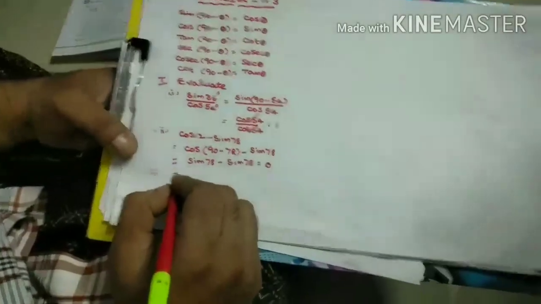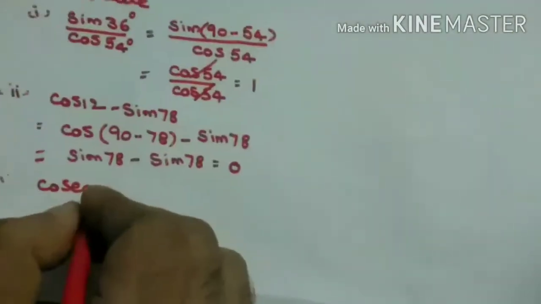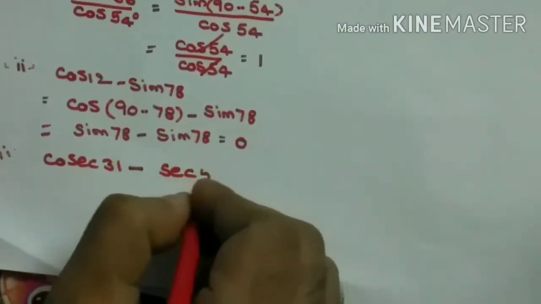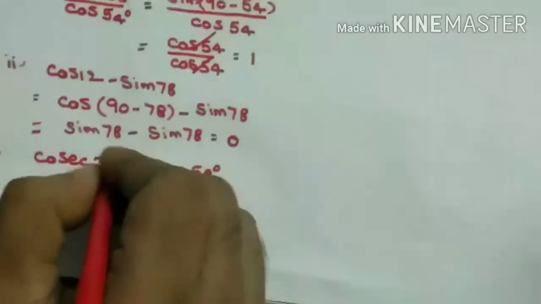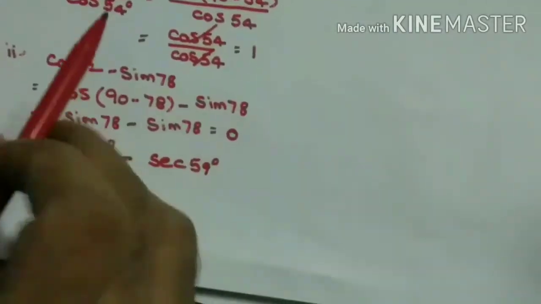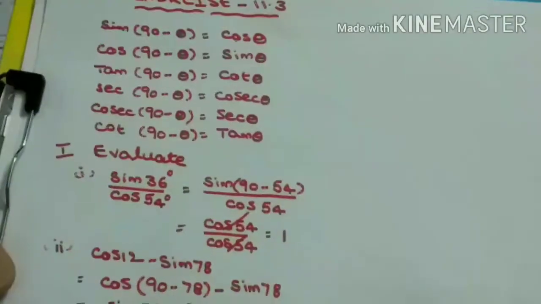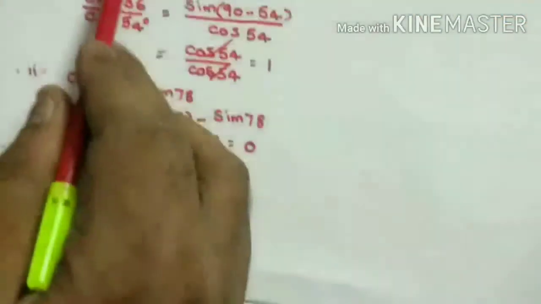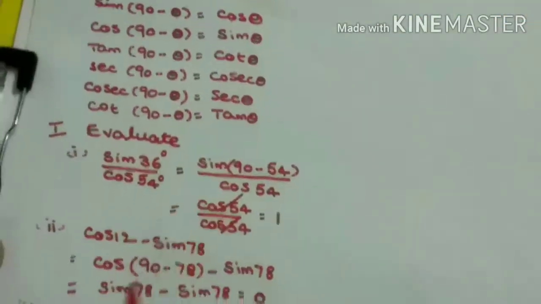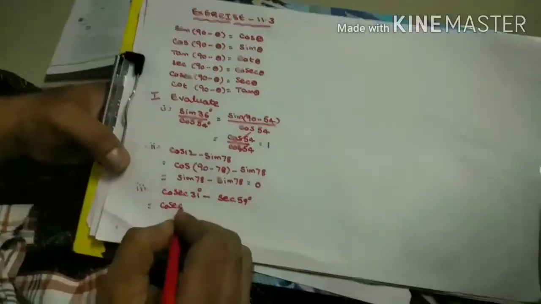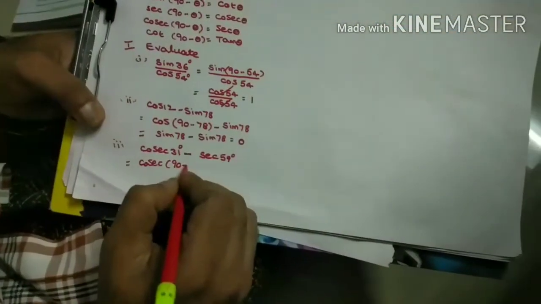Now the third problem: cosecant 31 minus secant 59 degrees. Same manner. Here cosecant is there, so go to the cosecant formula: cosecant of 90 minus theta equals secant theta. Cosecant 31, how will we write it? Cosecant of 90 minus 59.